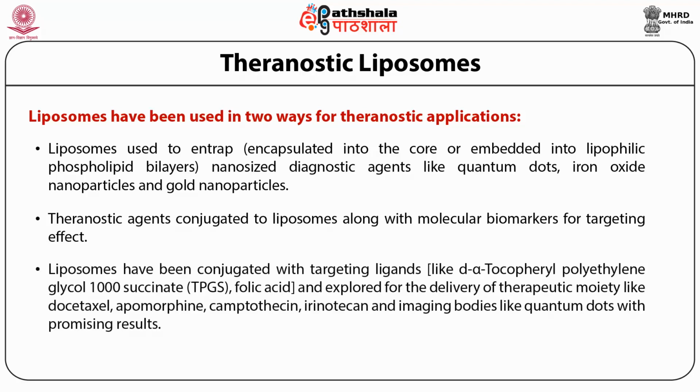applications. So liposomes have been conjugated with targeting ligands like D-alpha tocopherol polyethylene glycol 1000 succinate, TPGS, which is now extensively being explored for the targeting of particularly anti-cancer drugs, and it has been used for the targeting of different therapeutic moieties like docetaxel, apomorphine, camptothecin, irinotecan, and imaging bodies also like quantum dots, CY5.5 and some other fluorophores also. So along with this TPGS, folic acid has also been used for the targeting of these theranostic liposomes.